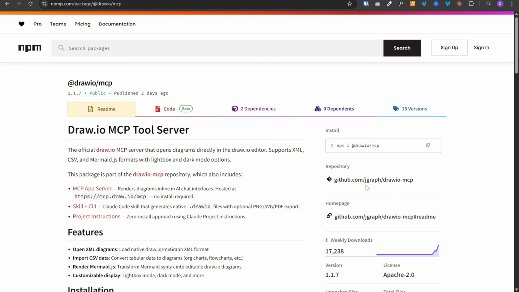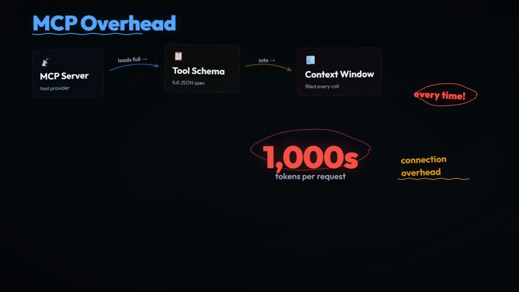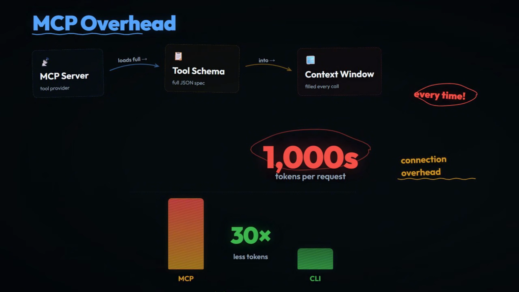Now, draw.io does have a community-built MCP server. But here's the thing. MCP works by loading a full tool schema into Claude's context window every time. We are talking about thousands of tokens just for the connection overhead. A CLI would do the same job for 30x fewer tokens and cost.